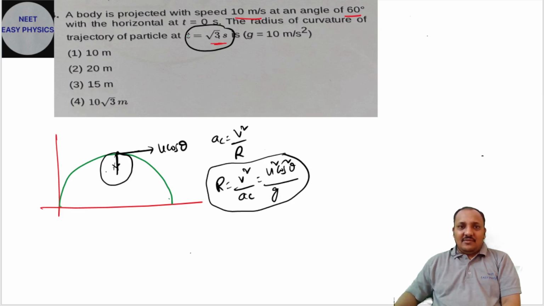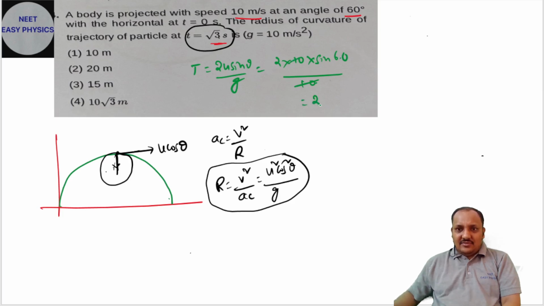calculate the total time. Now, what is the total time? First, what is the total time formula? 2u sine theta by g. So 2, what is u they gave? 10 sine 60 by 10. 10, 10 will be cancelled. So 2 times, what is the sine 60 value? Sine 60 value is root 3 by 2. Means after the total time, the object will be here, at the initial point. How much velocity here? Here also velocity is going to be the same. So at the initial point of projection, what is the radius of curvature?